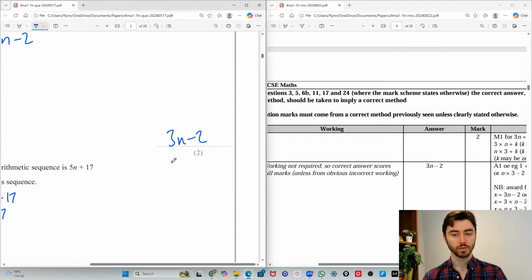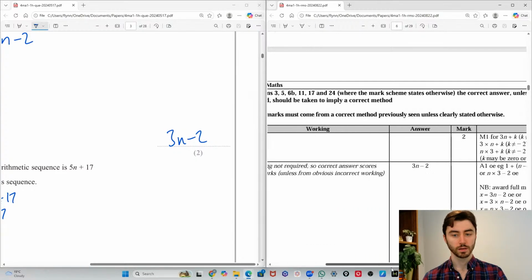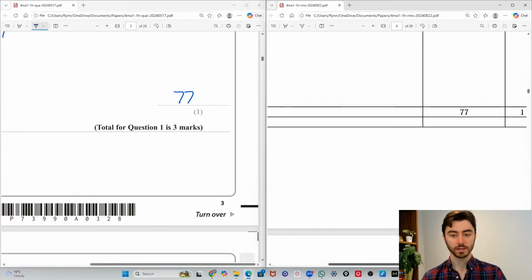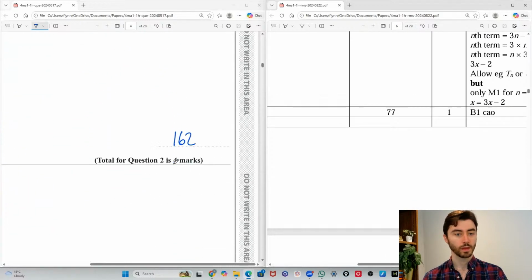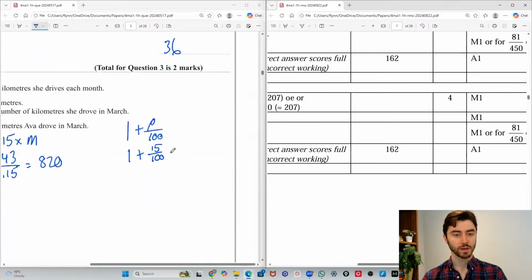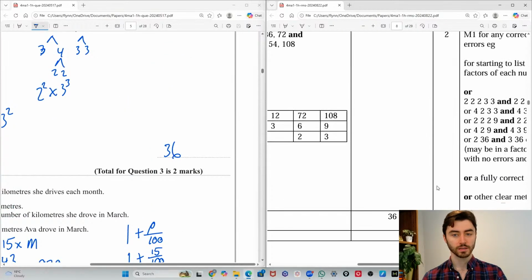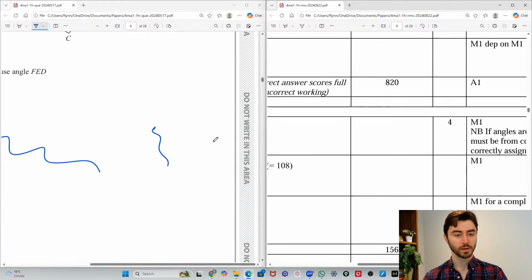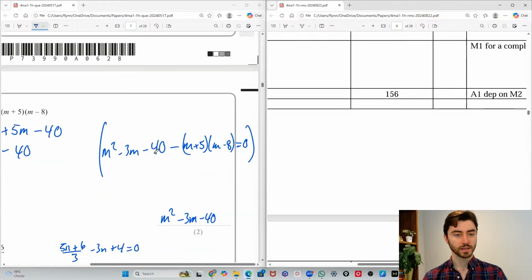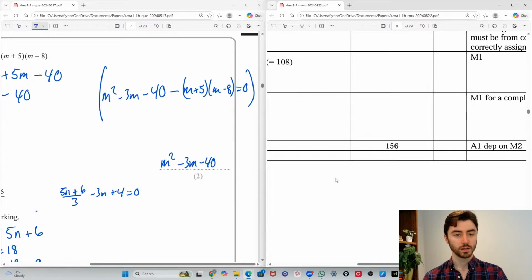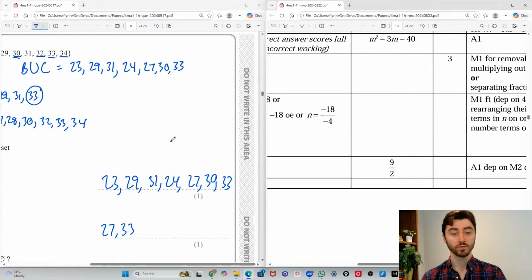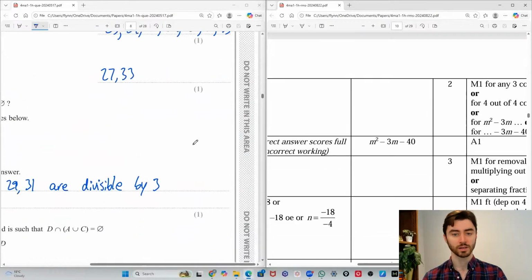So 3n minus 2 is correct. 77 is correct. 162 is correct. 36, yep. 820, yep. 156, good. m squared minus 3m minus 40, 9 over 2. Fractions are your friends. Okay, let's check I didn't do anything silly here.